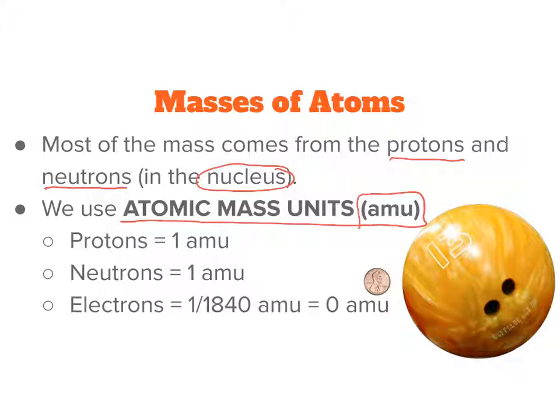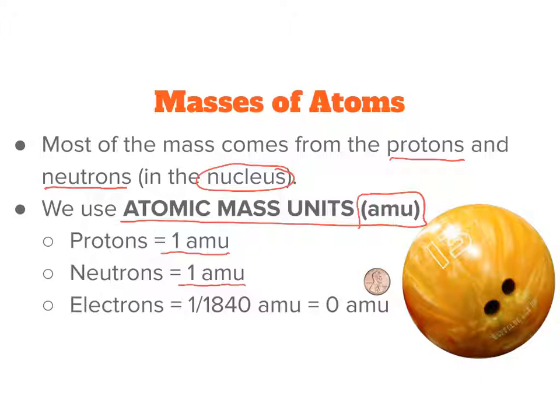Scientists came up with this unit because the masses of atoms are really, really small. If we did this in grams, it would be a number with a lot of zeros, and that's hard to work with. So instead, we're going to use atomic mass units, and these numbers are much easier. A proton is 1 AMU. And we remember from our Bohr diagrams, we drew our protons and neutrons the same size because they actually have the same mass. So a neutron is also 1 AMU.